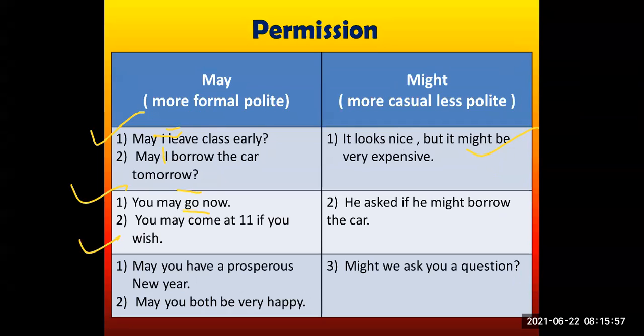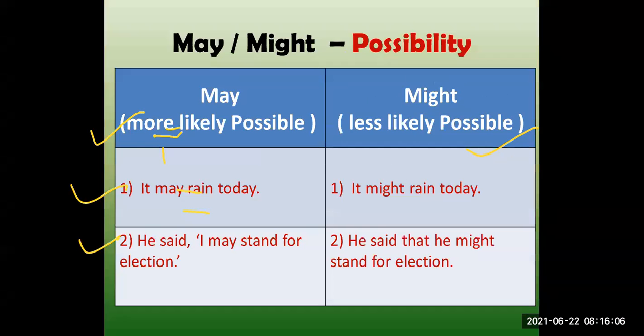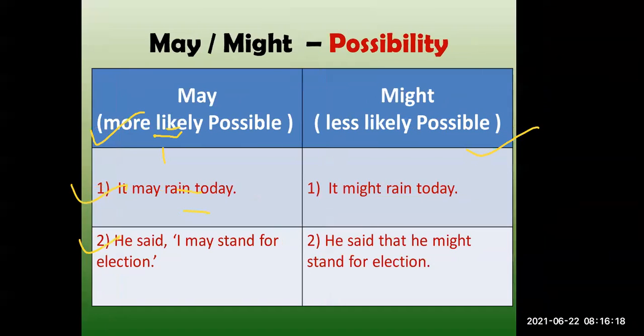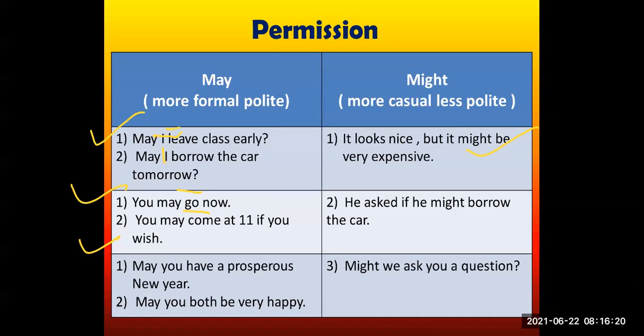So see here we have seen how to use the modal auxiliary may and might. What we have seen in the first slide, that may and might are used when it functions as possibility. The may is more likely possible and might is less likely possible. And when we have permission, to give permission, to ask permission, to express a wish, we use may. And when it is less polite, more casual, we use the modal auxiliary might.